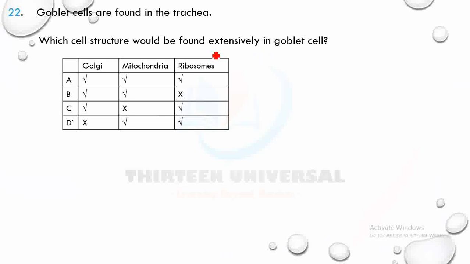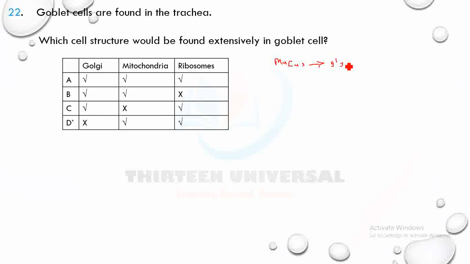Alright, so it's a secretory cell, so it must have Golgi in abundance. And because it's secreting, it requires mitochondria. And of course it requires ribosomes because it secretes mucus. Don't forget mucus. This guy secretes mucus. And then mucus happens to be a glycoprotein.